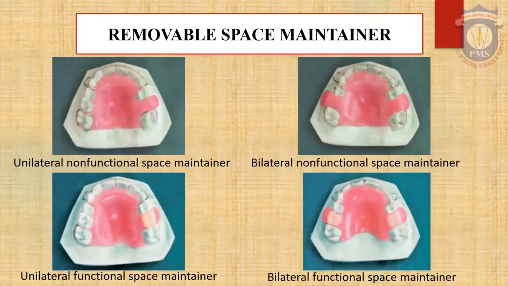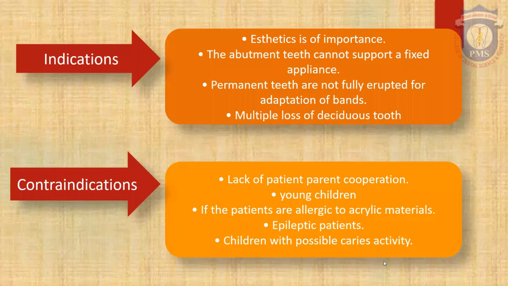This removable space maintainer can be of four categories. It can be unilateral non-functional, that is, tooth is not placed, or it can be bilateral non-functional space maintainer. The functional type can be either unilateral functional space maintainer or bilateral functional space maintainer.